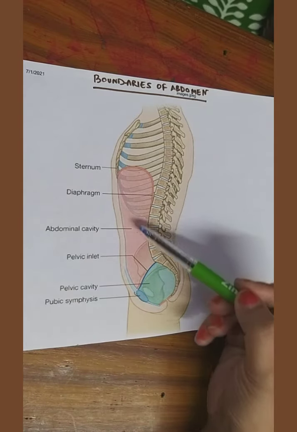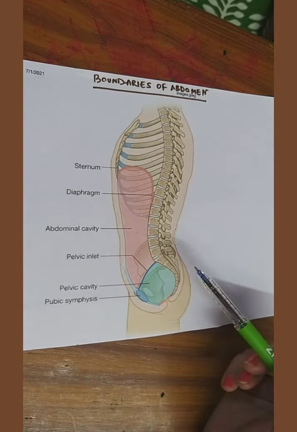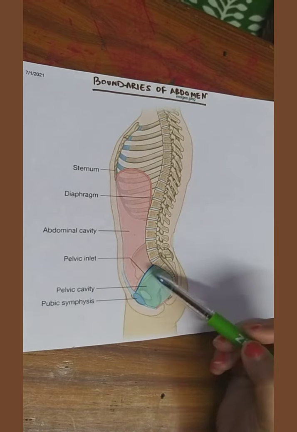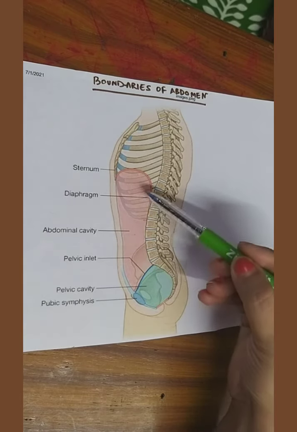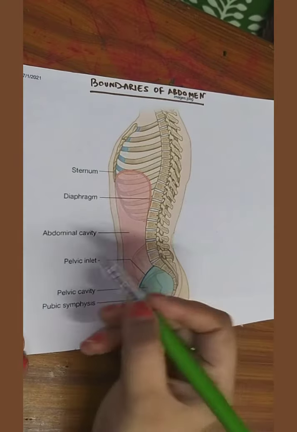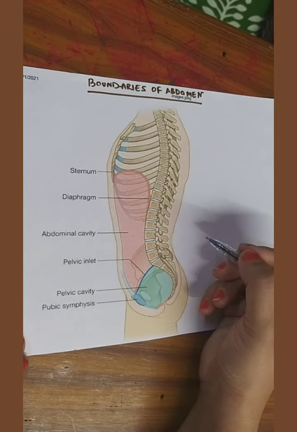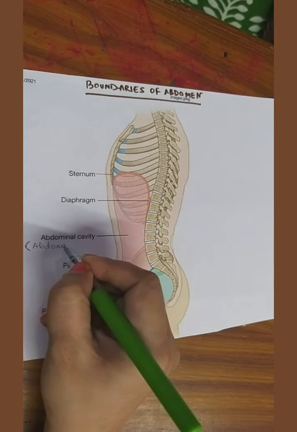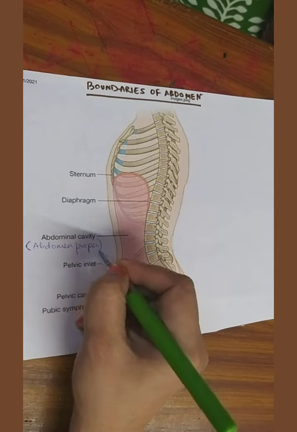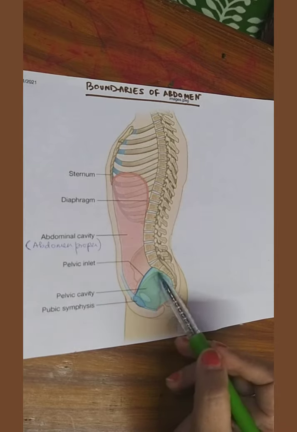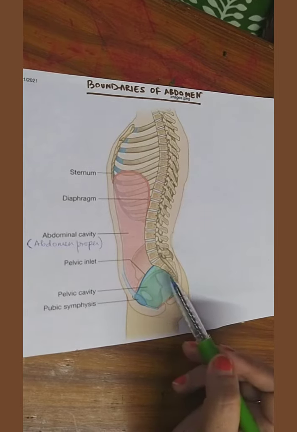Now this abdominal cavity is again subdivided by the plane of the pelvic inlet into an upper part represented by this reddish area, this is the abdomen proper, and the part below the pelvic inlet, as represented by this greenish area, forms the pelvic cavity.